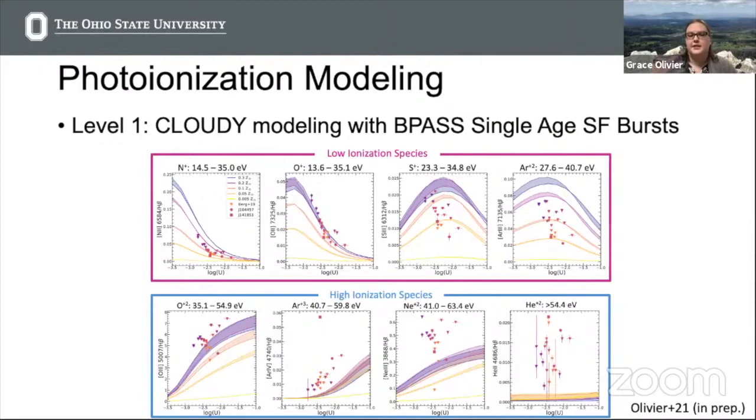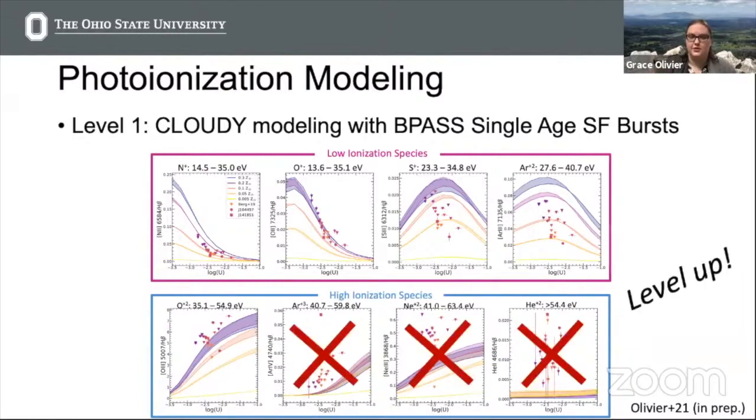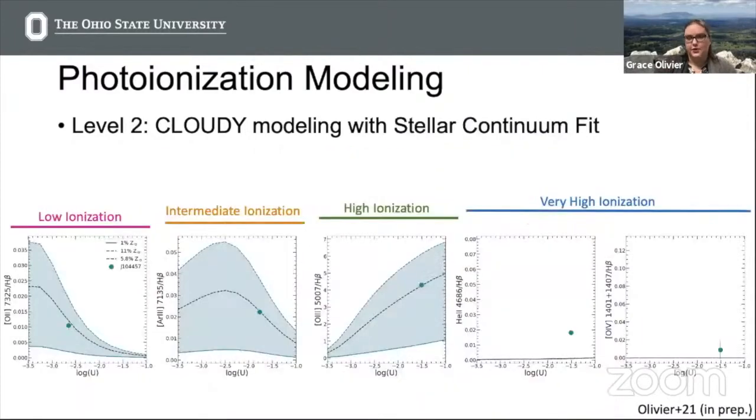So this is telling us that a single age burst of star formation is good at reproducing the low ionization lines, but not at reproducing high ionization lines. They're under predicting those high ionization lines. So we need to level up our photoionization modeling to the next level. If we want to reproduce everything, we're going to try, instead of a single age burst of star formation, the stars that are actually in these galaxies.